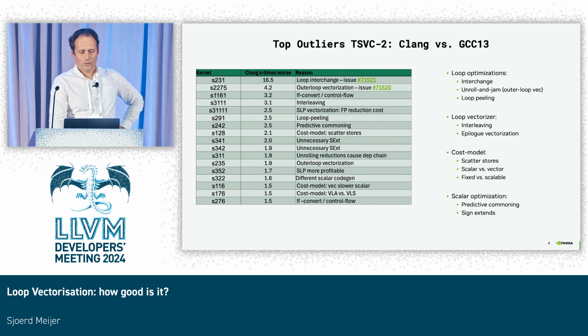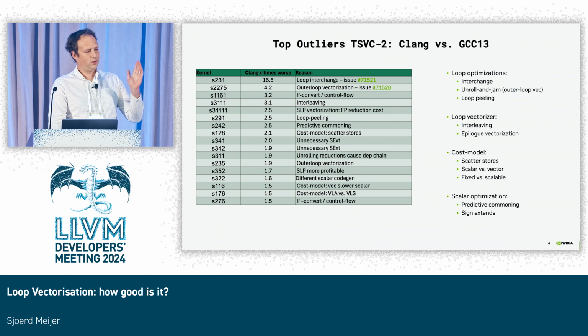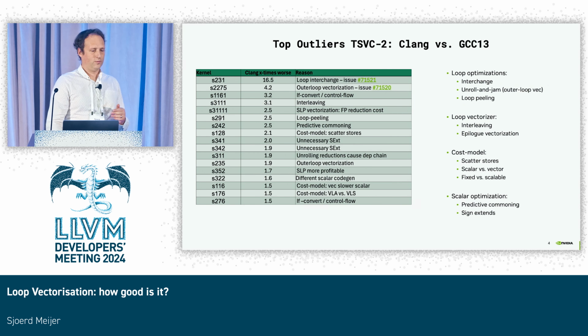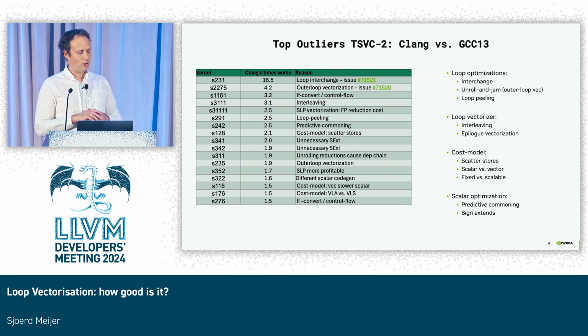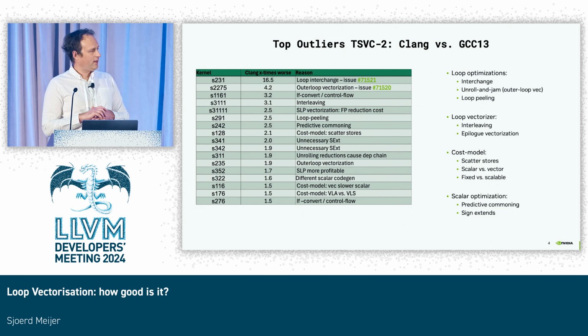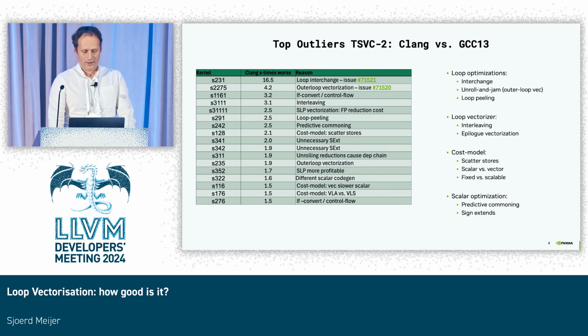Cost modeling, whereas for some cases we shouldn't vectorize because it's not profitable, or we have also the possibility to go fixed width or scalable vectorization, all these kinds of decision making. And then maybe surprisingly, we also found some scalar optimizations like predictive commoning.